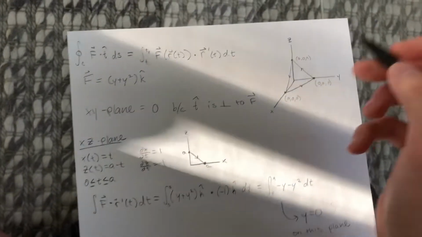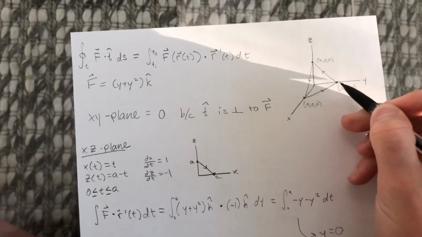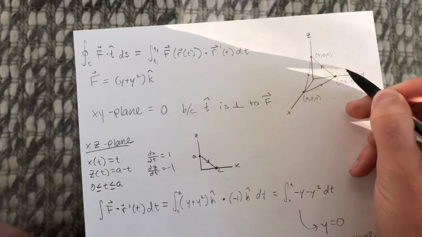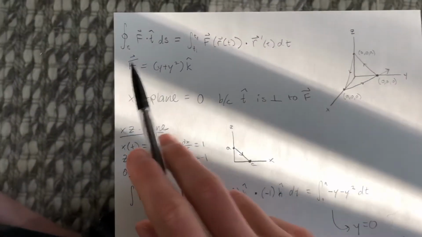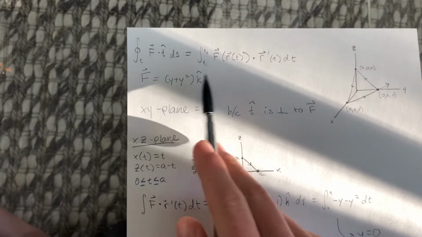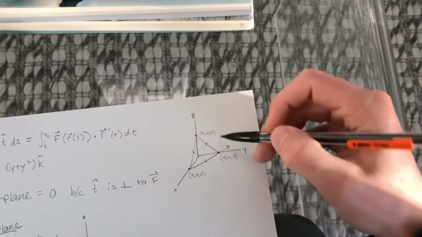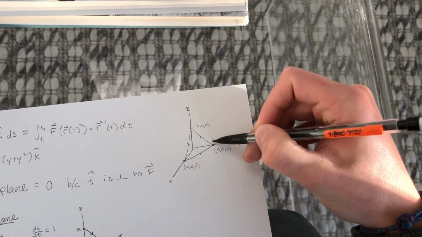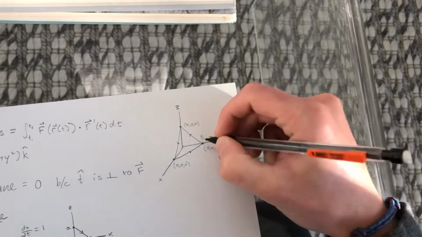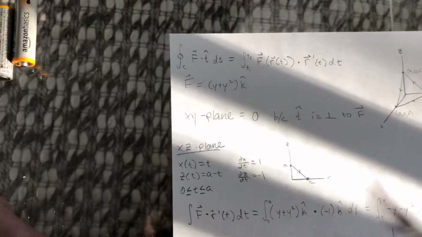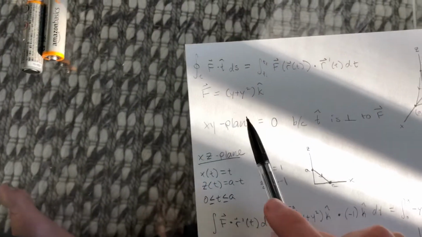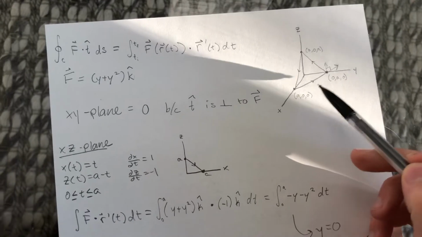If we just look at the picture here, we can see that t hat is going to continue off in this direction. It's going to point that way. Here, I'll make it a little more visible. It's going to go like that. And then the vector field is only in the k hat direction, so it's all going to be in this direction. These two vectors are actually going to be perpendicular, which means that we can count their dot product as 0. So for the xy plane, this integral right here is going to be 0.